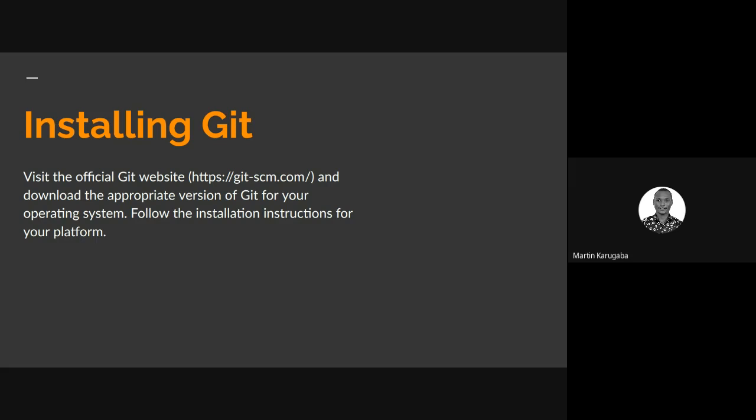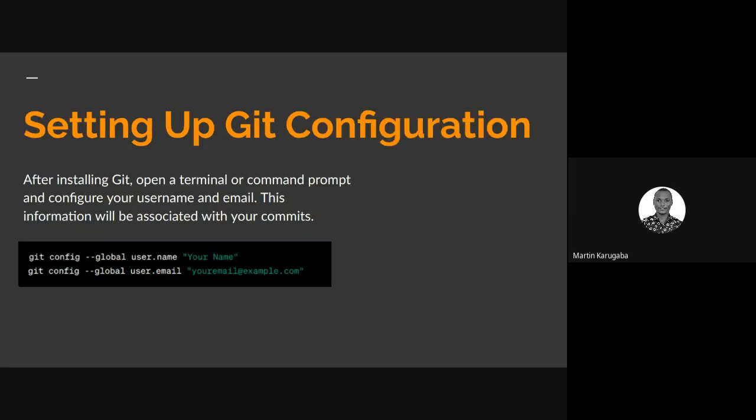At this point, I assume you have Git installed, but if you don't have it, feel free. You'll still be able to follow as we learn. But you do need to have Git installed on your machine. Next, setting up Git configuration. So here comes the practical part.